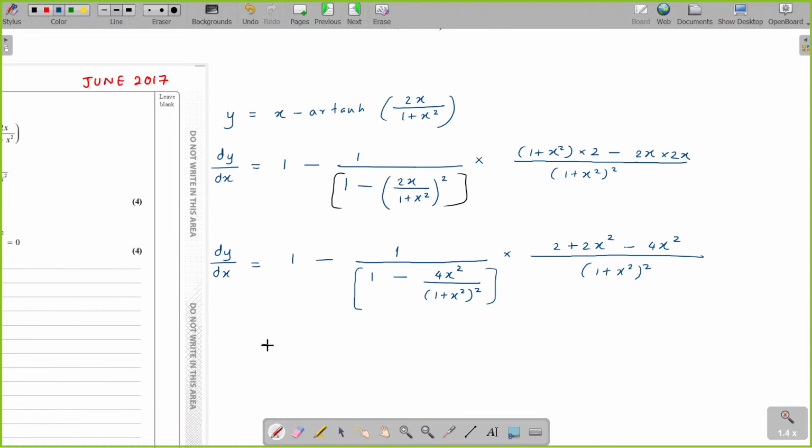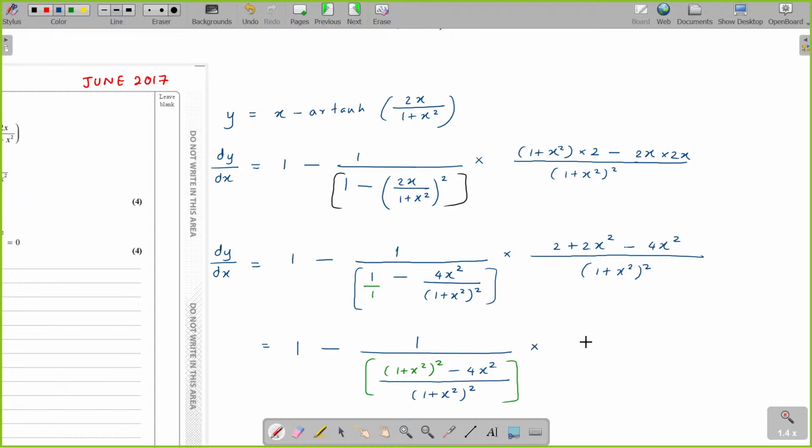Okay, then let's open up the bracket and simplify. 1 minus 1 over, I will be taking the common denominator with 1 plus x squared, 1 plus x squared squared, and minus 4x squared, whole thing divided by 1 plus x squared squared. Guys, are you okay with this?